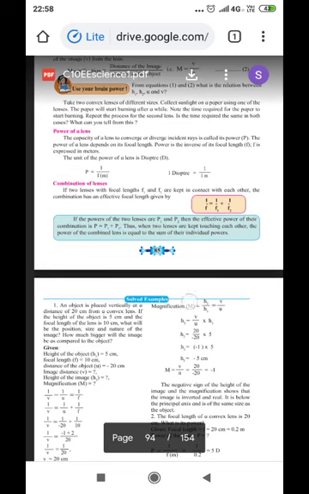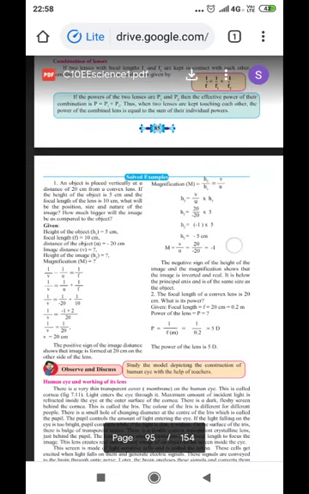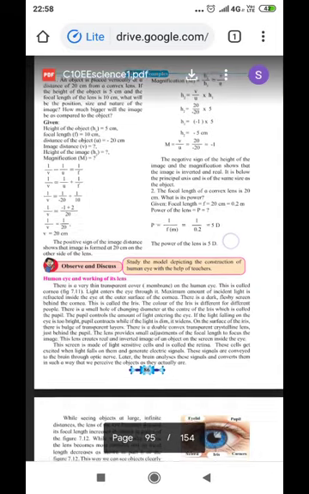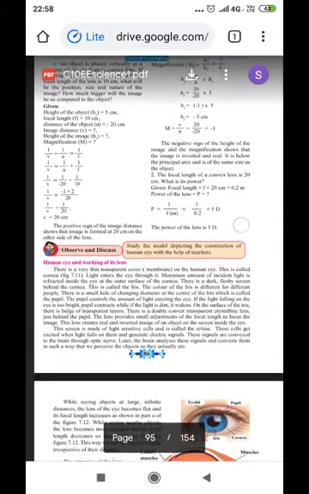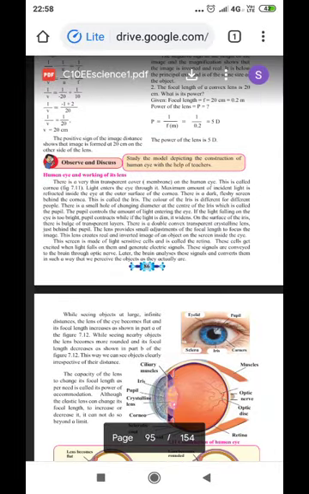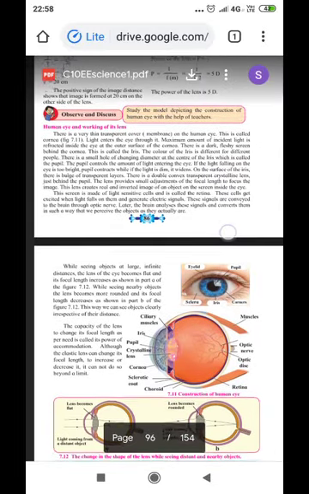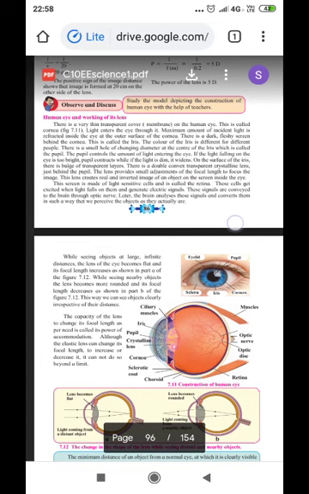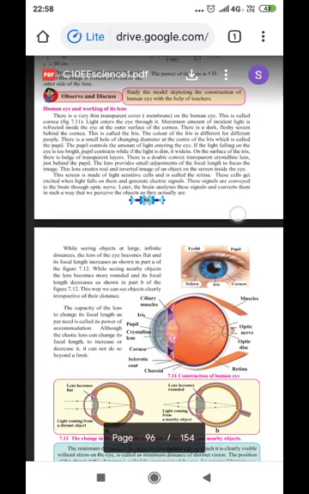Now, based on this formula, sums are given in the short example. Now we'll move ahead with the other subtopic of this lesson, that is the human eye and the working of the lens. That we'll discuss in short.